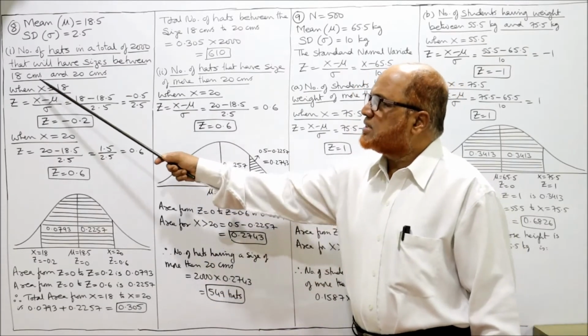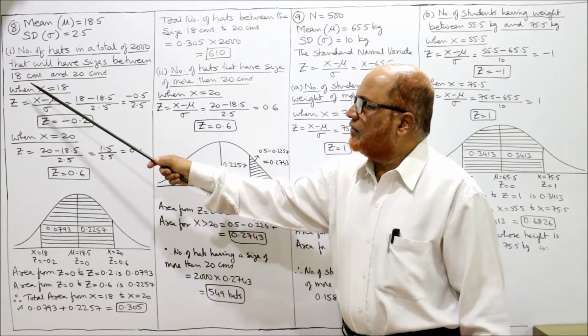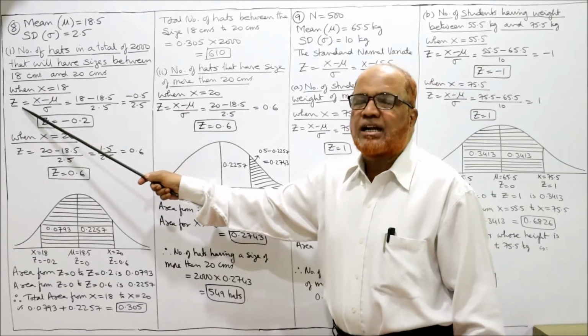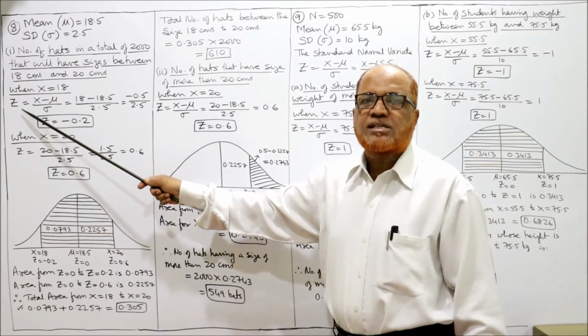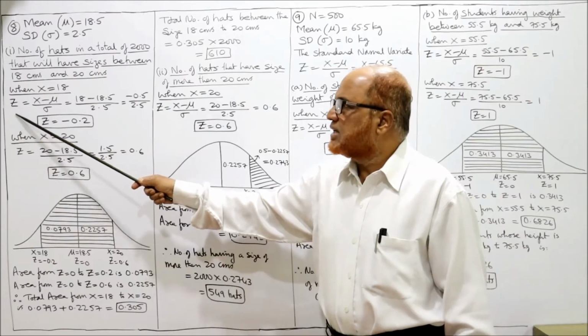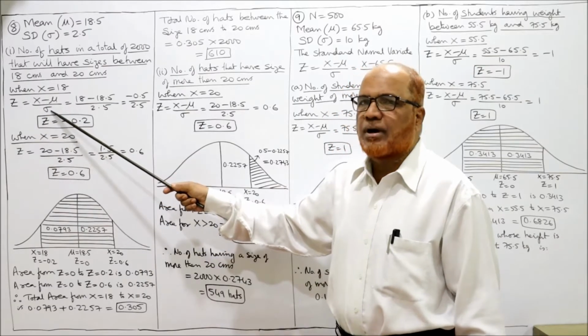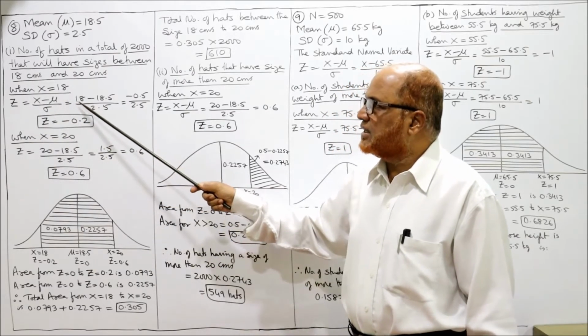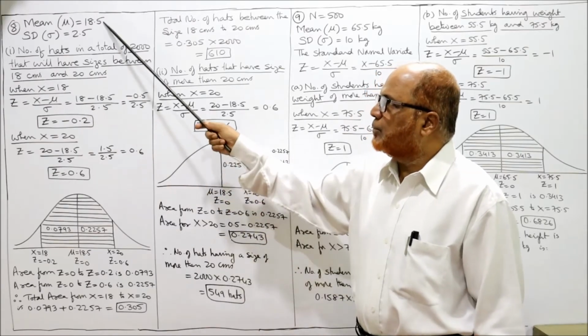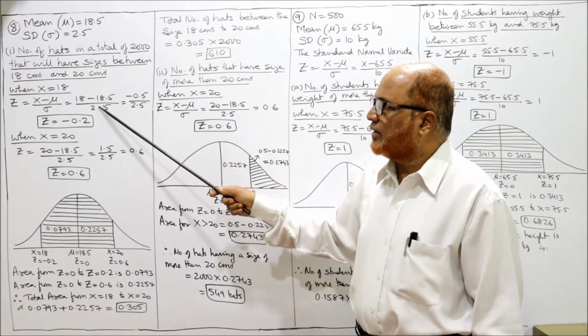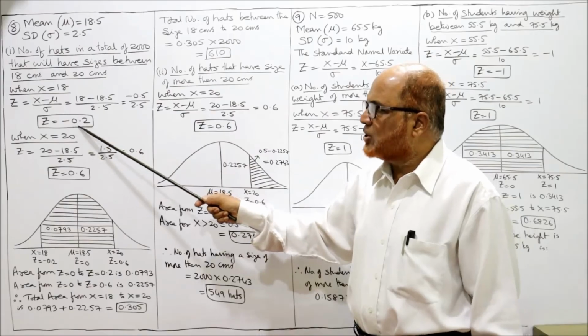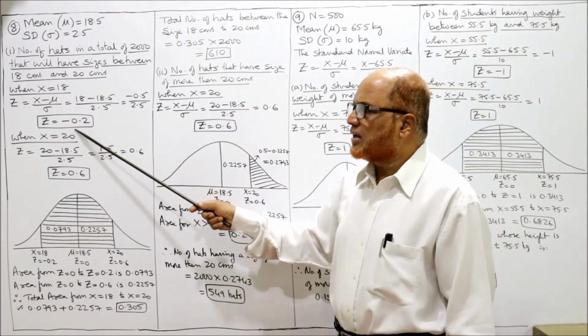Now, when x is equal to 18, first of all we'll take 18. When x is equal to 18, the standard normal variate formula is z is equal to x minus mu by sigma. X how much here? 18. Mu is how much? 18.5. Sigma is 2.5. If you solve, you get minus 0.2. Z is equal to minus 0.2.